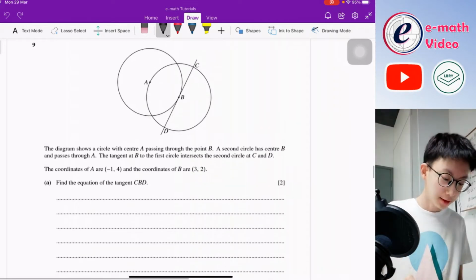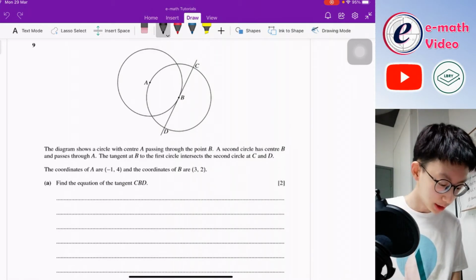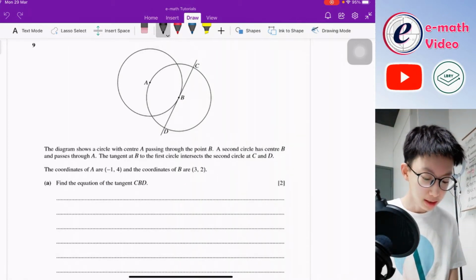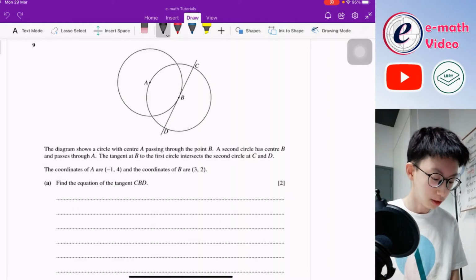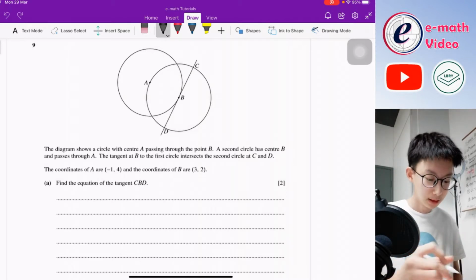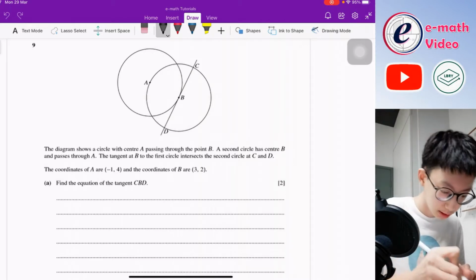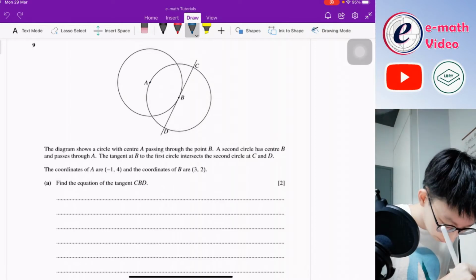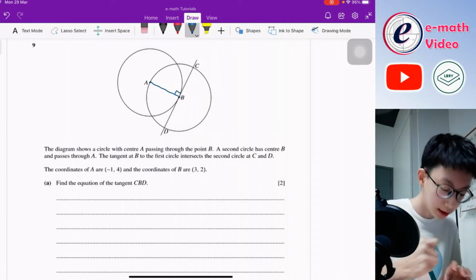Okay, let's look at question number 9. The diagram shows a circle with center A passing through point B, a second circle with center B passing through A, and a tangent at B. You know that tangent means what? 90 degrees. So let me just draw it for you. Even though I don't have the ruler, it's a 90 degrees here.